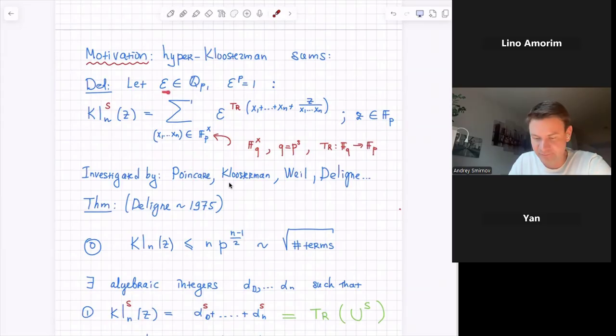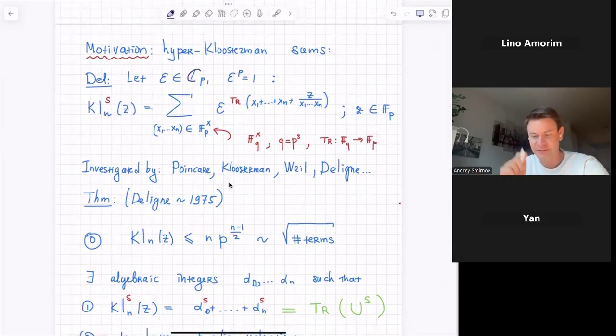So you take a pth root of unity. It may be a p-adic pth root of unity or a complex root of unity, doesn't really matter. So actually I need to change something here already. There is no such root in Q_p, but in some extension of it there is. Anyway, you fix this pth root of unity, and then you consider a finite sum over n variables, which take values in a finite field.